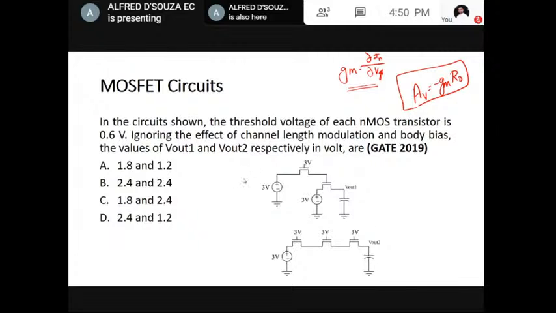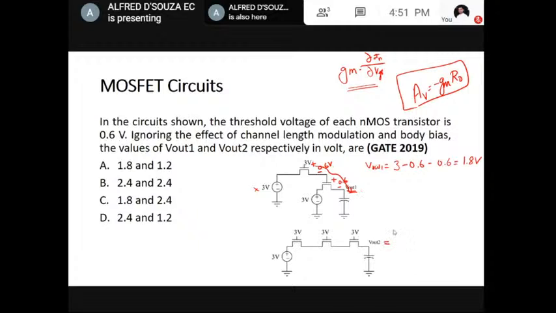They are telling that the threshold voltage is 0.6. So the voltage between the gate and the source terminal will try to maintain 0.6 volt. From here to here also again 0.6. Easily we can calculate how much is V out 1. We don't have to consider this at all. So V out 1 is 3 minus 0.6 minus 0.6, which is equal to 1.8 volt.